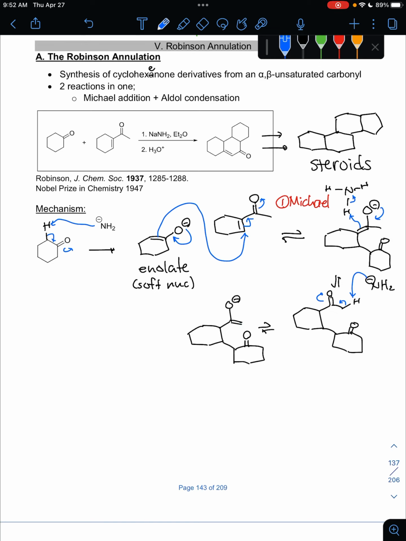And the reason why that matters is once the nucleophilic enolate is on that end carbon, that enolate can now actually attack this ketone in an intramolecular way, which would be a really fast reaction. And notice that this is an aldol reaction. So that's sort of the second part of this Robinson annulation.